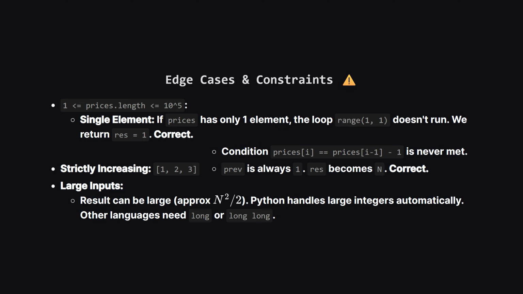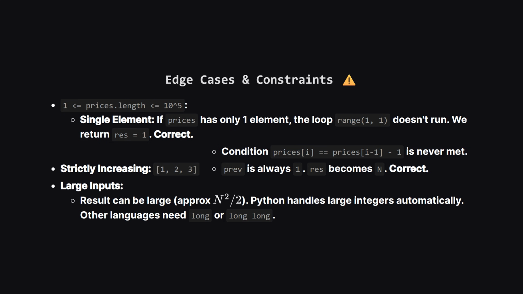It's always good practice to double-check edge cases. What if our input list has only one price? Well, our loop starts from range 1, so if the length is 1, the loop never executes. We simply return res, which was initialized to 1. This is correct. A single day is one period. What if the prices are going up, like 1, 2, 3? Our if condition will never be true. Previous will constantly be reset to 1. The result will just be the total number of days, which is also correct.